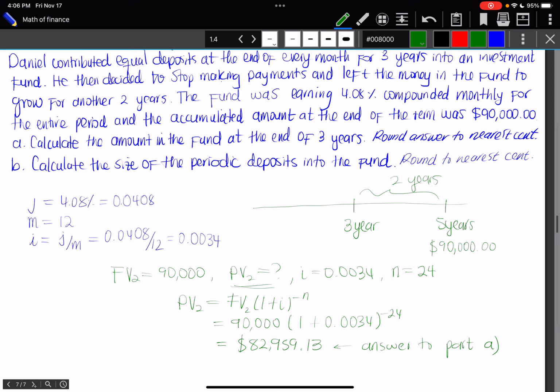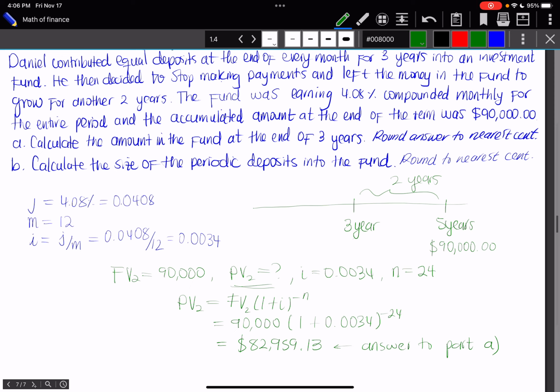Okay, so this first part of the problem concerns interest. We are computing interest, but in reverse, because we have the future value of the investment when we need to find the initial value of the investment. Okay, and it's all about compound interest. Now, the first 3 years we have the annuity to work with.